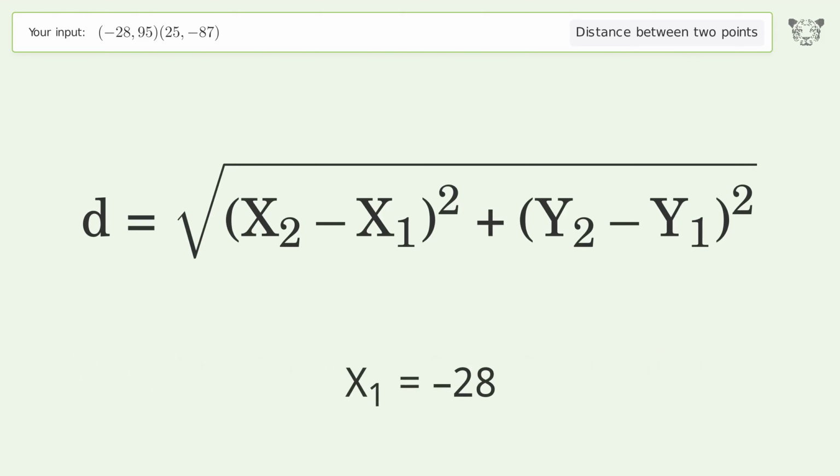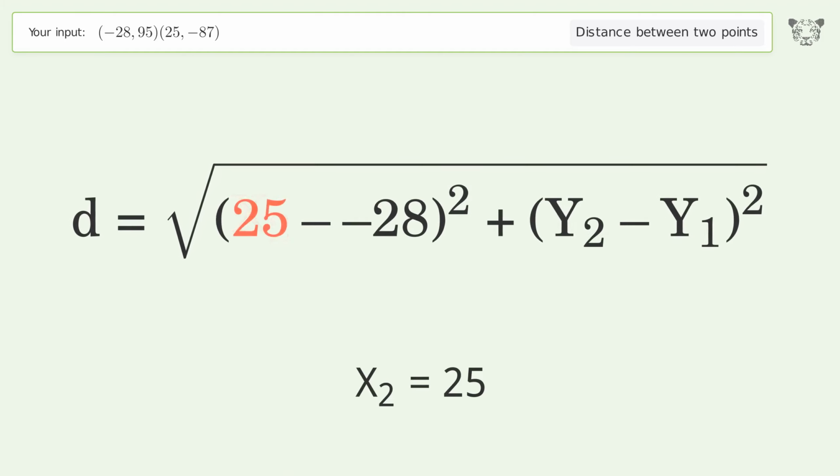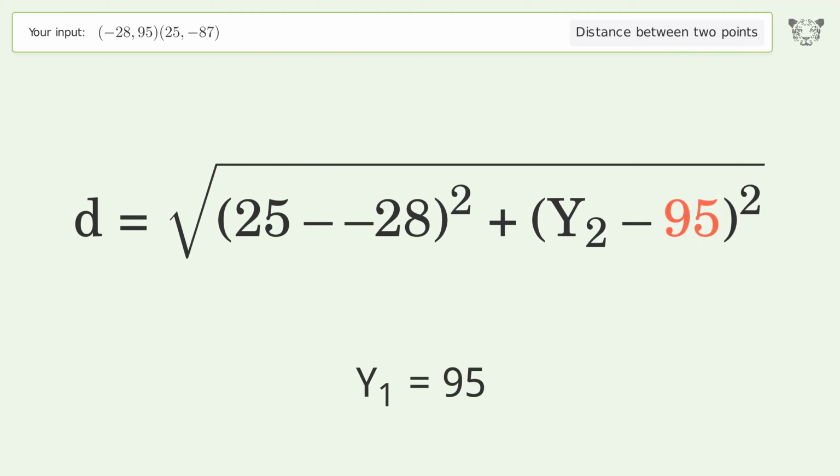x1 equals -28. x2 equals 25. y1 equals 95. y2 equals -87.